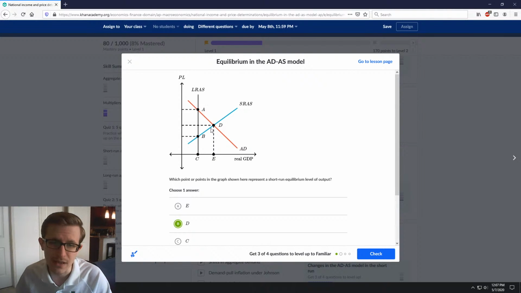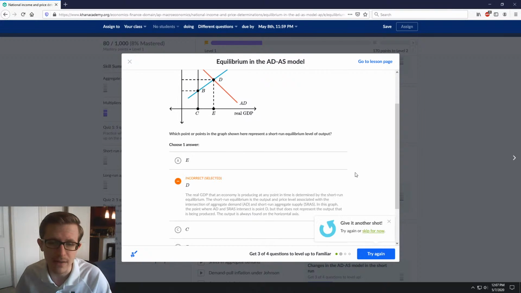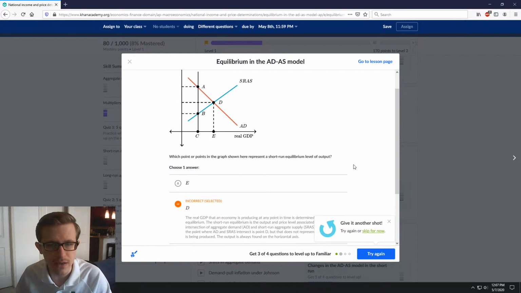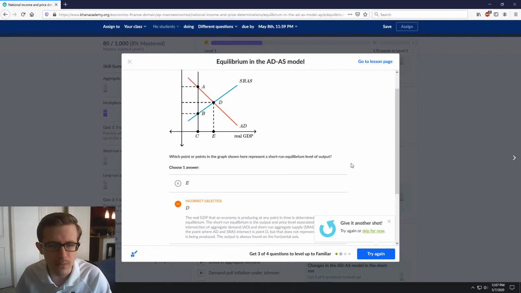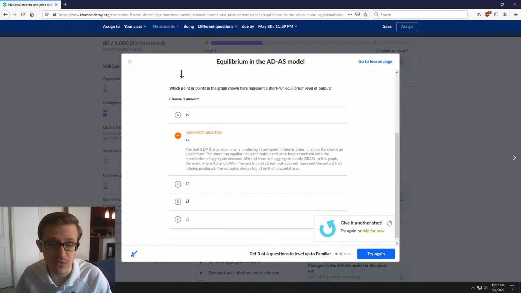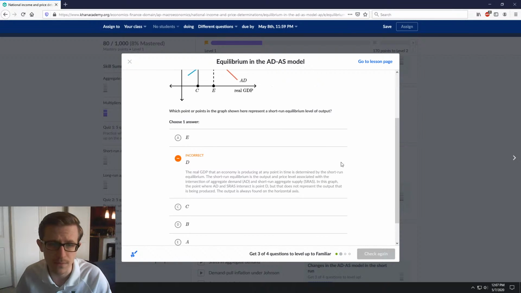A, it's a tough call on A and B, what those might be asking. Well, I actually incorrectly selected that. Look at that. So, short run equilibrium level of output. Let me see. I was wrong. That's crazy. Never seen before.